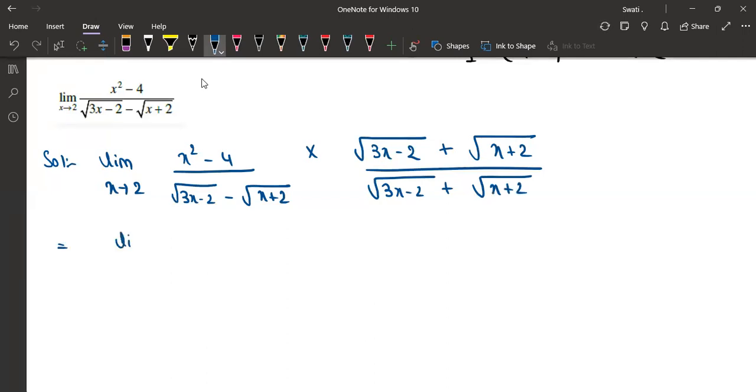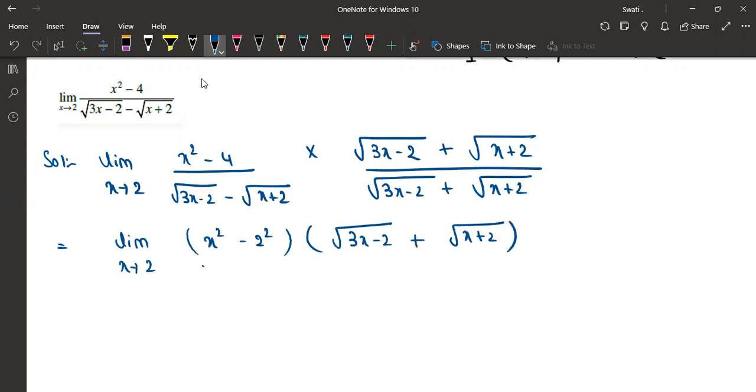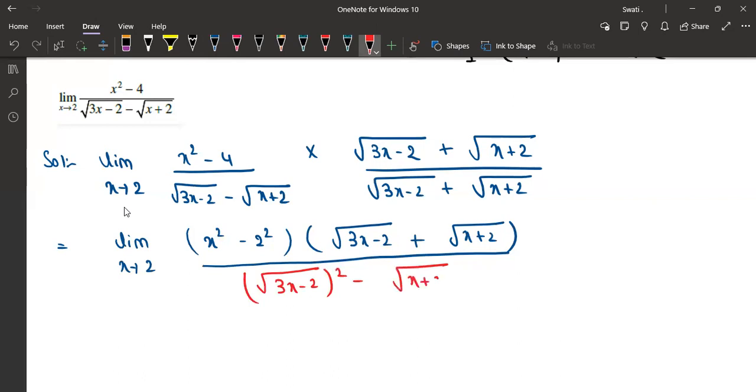Now in the numerator, we have x square minus 4, that we can also write as x square minus 2 square, right? And then this gets multiplied, so I can write root 3x minus 2 plus root x plus 2 as it is. In the denominator, we have the form a minus b into a plus b, where a is root 3x minus 2 and b is root x plus 2. So using a very famous formula that we have been using for so long now, it's a square minus b square. So it is actually root 3x minus 2, the a square, minus b square, right?